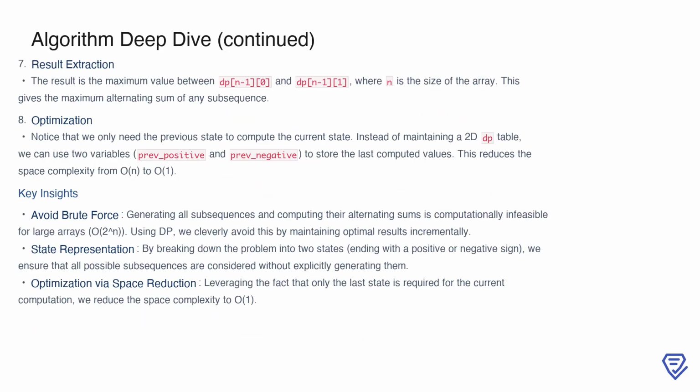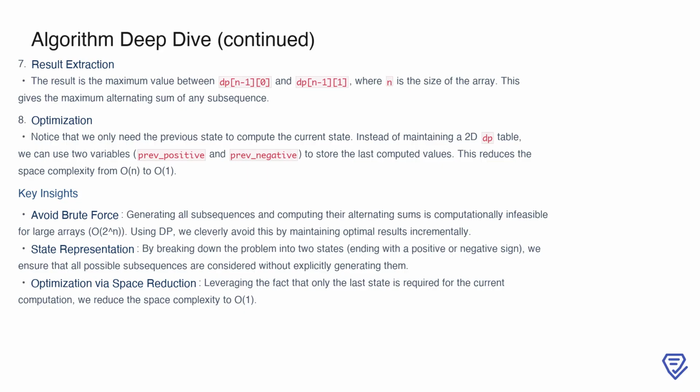After completing the iterative computation, the result we are looking for is the maximum value between dp[n-1][0] and dp[n-1][1], where n is the size of the array. This is because the maximum alternating sum can end either with a positive or a negative sign, so we take the larger of the two possibilities.